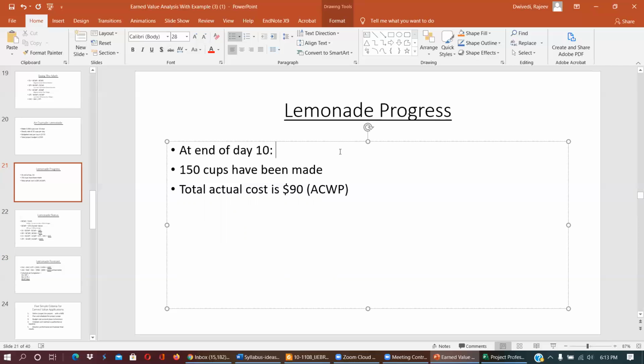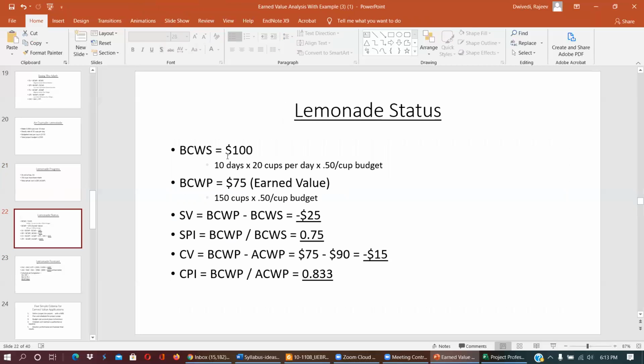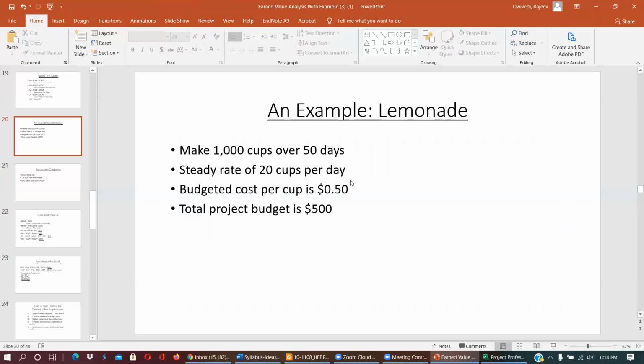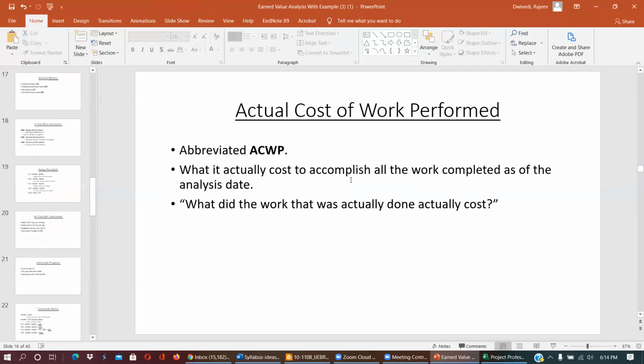So this is a very simple technique that is based on 3 parameters. And at day 10, you can understand the health and performance of the project and you can make the corrections. So budgeted cost of work scheduled, budgeted cost of work performed, and actual cost of work performed. These are the 3 parameters we need in order to make a decision.